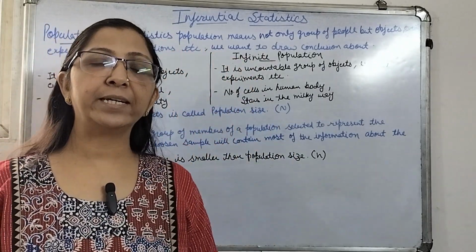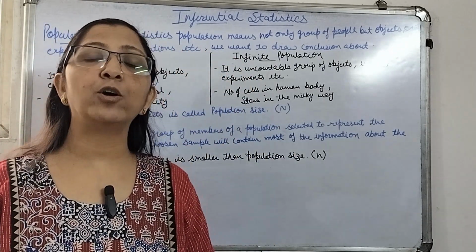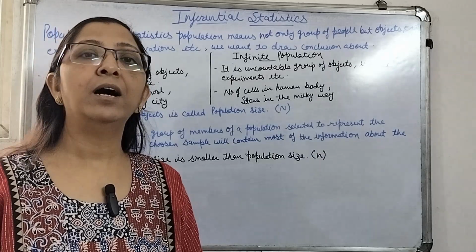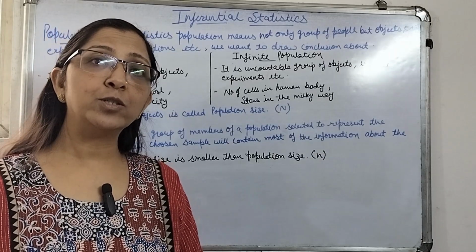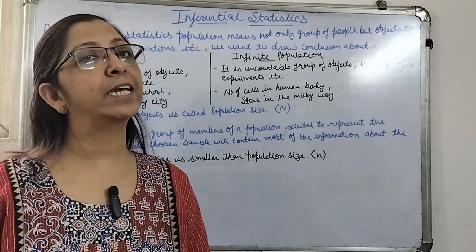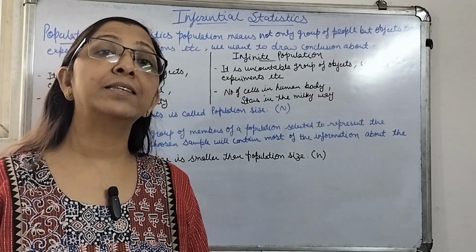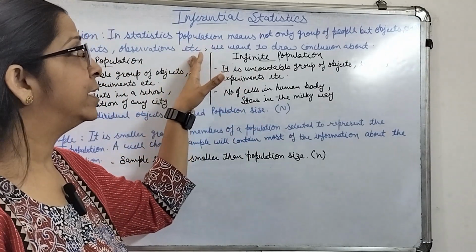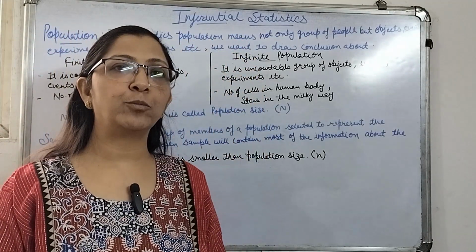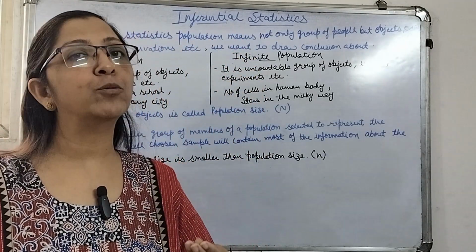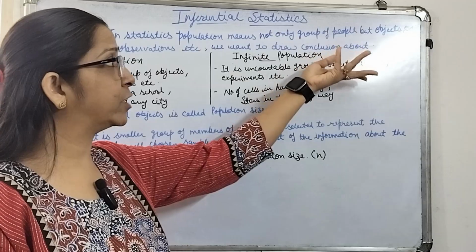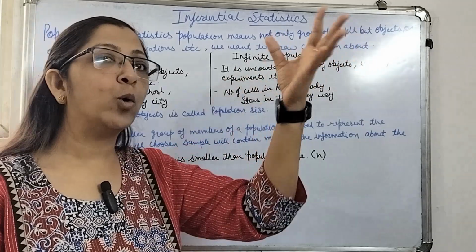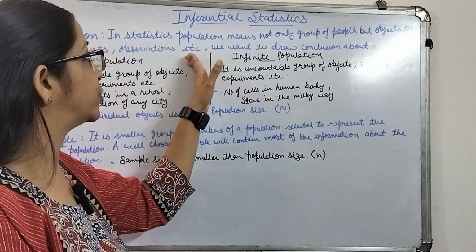But if I want to say what the efficiency of any electronic item is, say smart watches, then whatever smart watches are being produced in, say, 1 month, that will be the group of population in that case. That means whatever we have to make the conclusion about, on which object we have to make the conclusion, that whole thing is your population.